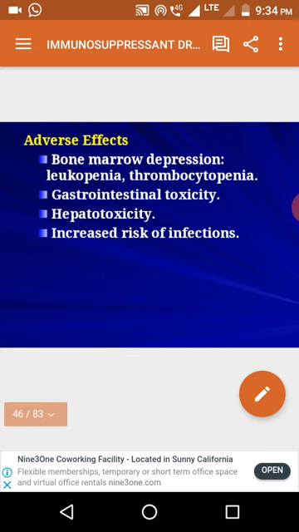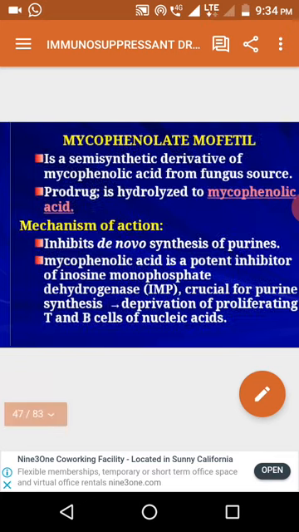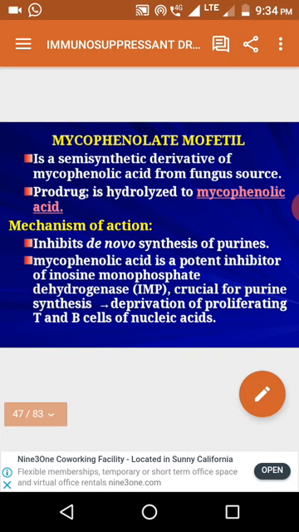Adverse effects: you already know, generally whatever adverse effects you see with the anti-cancer drugs, the same: bone marrow suppression, so there are chances of leukopenia, thrombocytopenia, GI problems like nausea, vomiting, ulcers, liver toxicity, increased risk of infections. Next, I want to tell you about mycophenolate mofetil.